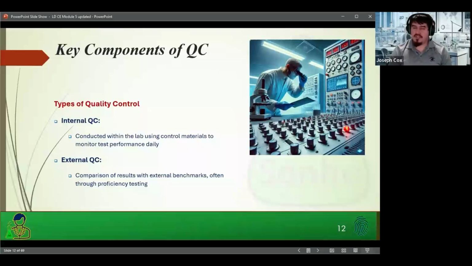I know that it can be confusing. Some people call internal QC something that they've made in-house, and an external QC is something that was purchased. But in this reference, it means testing conducted inside the lab for internal, and then comparison for external.